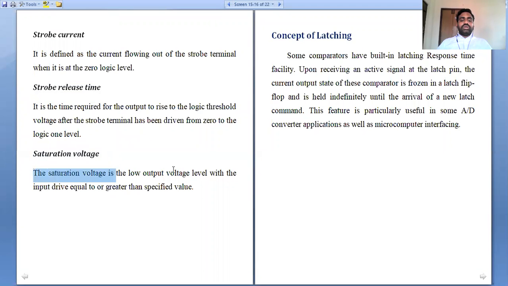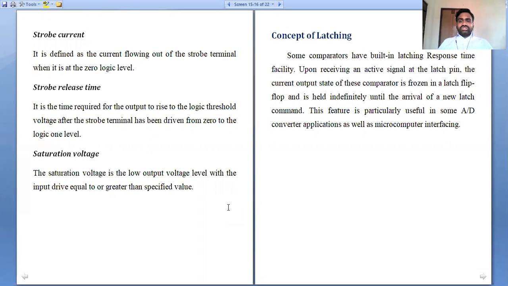Saturation voltage is the low output voltage with respect to an input voltage drive which is greater than a particular specified value. That means the saturation voltage is, at a particular open loop gain of the operational amplifier, the open loop gain is infinite. We can't define that infinite value in practical scenarios. That's why we take the saturation voltage to define those open loop gains or infinite gain values, in the point of plus saturation. If it is positive maximum, we represent it with positive maximum; if it is negative maximum, we represent it with negative maximum.